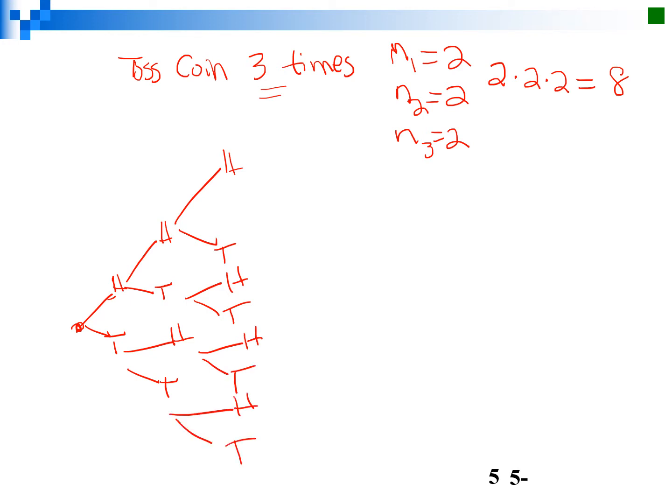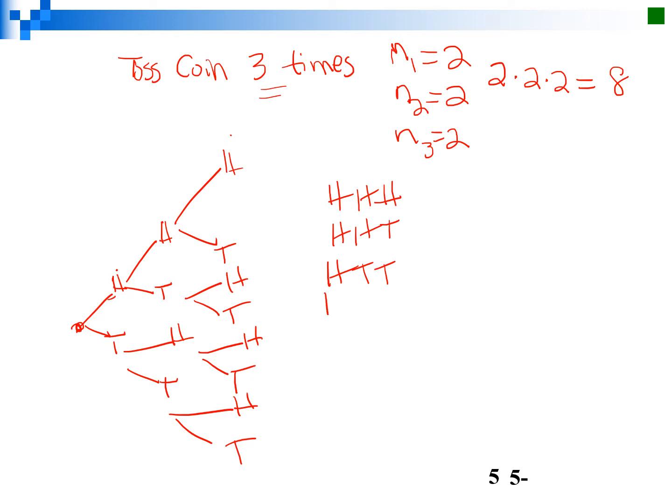And now let me list all my outcomes. So for example, here we go. You could get heads, heads, heads. That could be one outcome. We could get 2 heads and a tail. That would be another one. We could get a head and 2 tails. That's a third one. And then we could get, I guess I missed one.